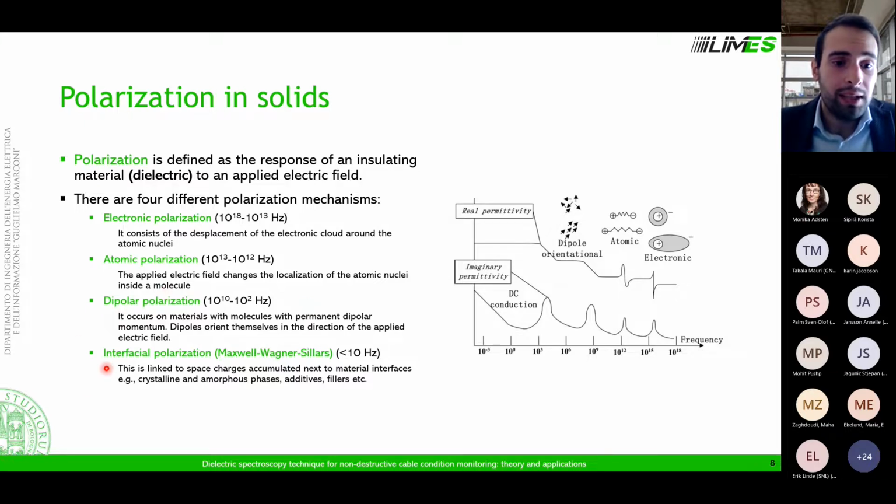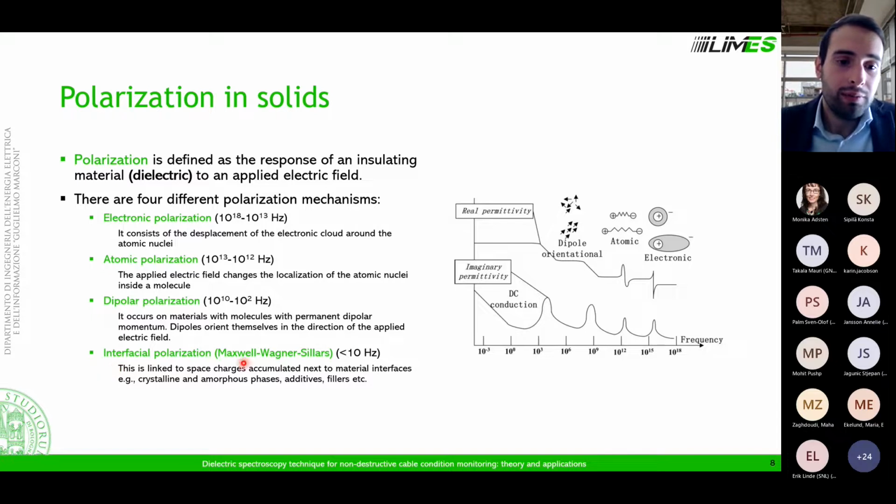Finally, we have the interfacial polarization, also called Maxwell-Wagner-Sillars polarization, which occurs at very low frequency, lower than 10 Hertz, for example, and it is related to the free charges which are displaced next to the interfaces. For example, if we are considering semi-crystalline polymers, we can have interfaces between amorphous and crystalline phase, or if we are considering different polymers, we can obviously have also interfaces between additives and main polymer matrix.